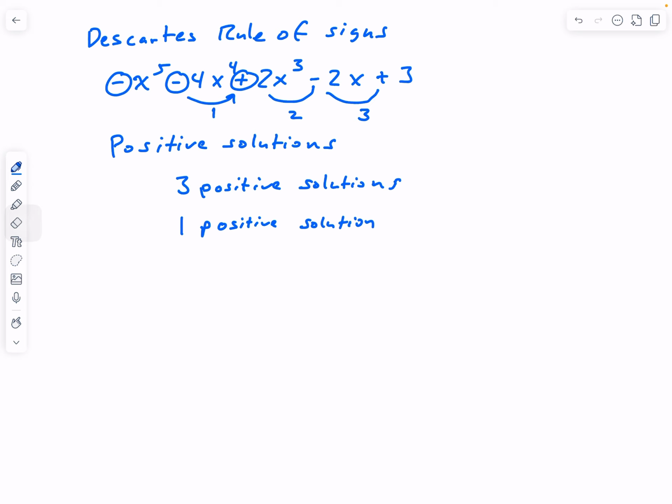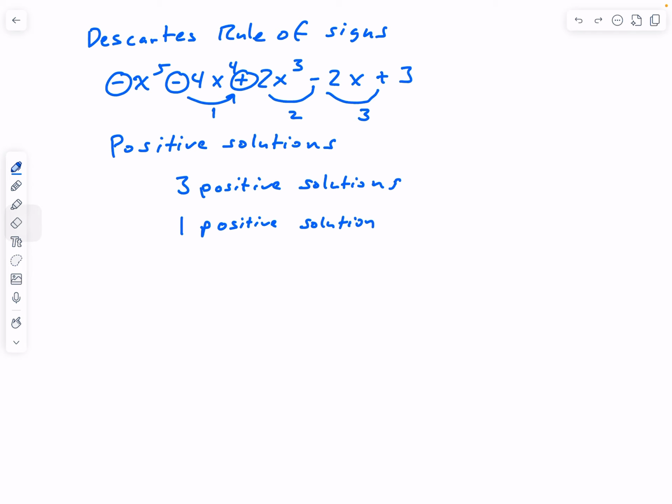But to remind ourselves, remember this is x to the fifth. X to the fifth should have up to 5 solutions. So this answers the question, can all 5 be positive? No. At most, we can have 3 positive solutions.